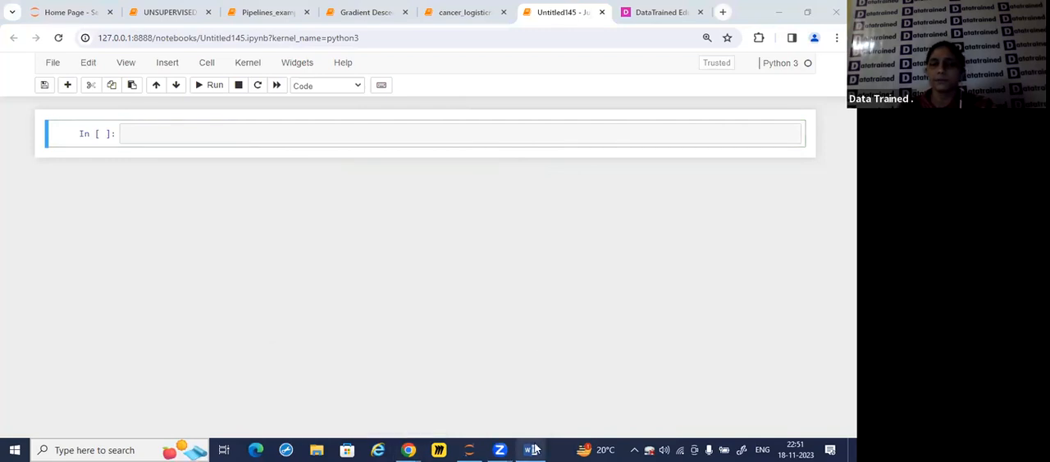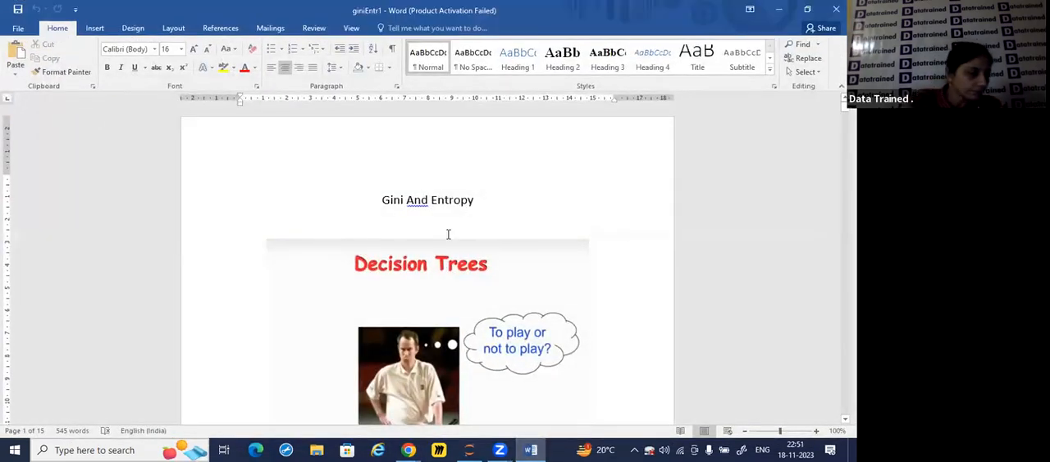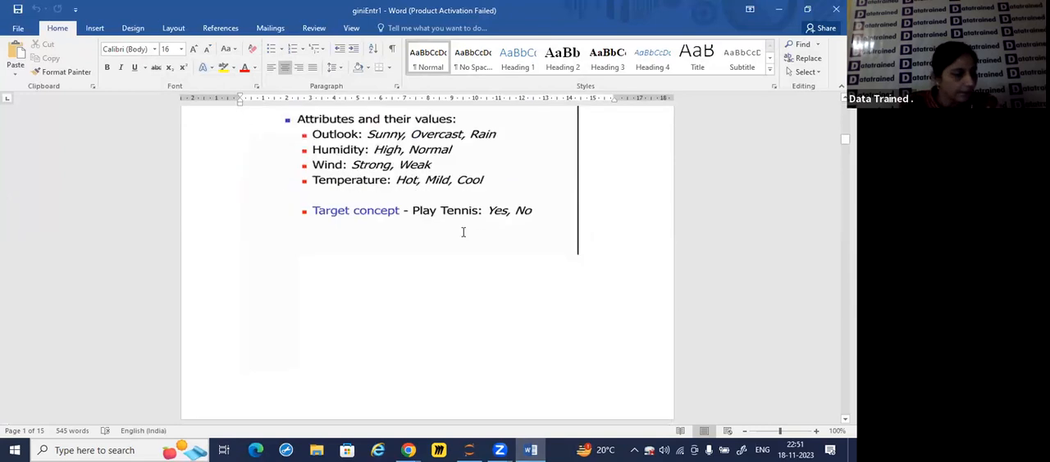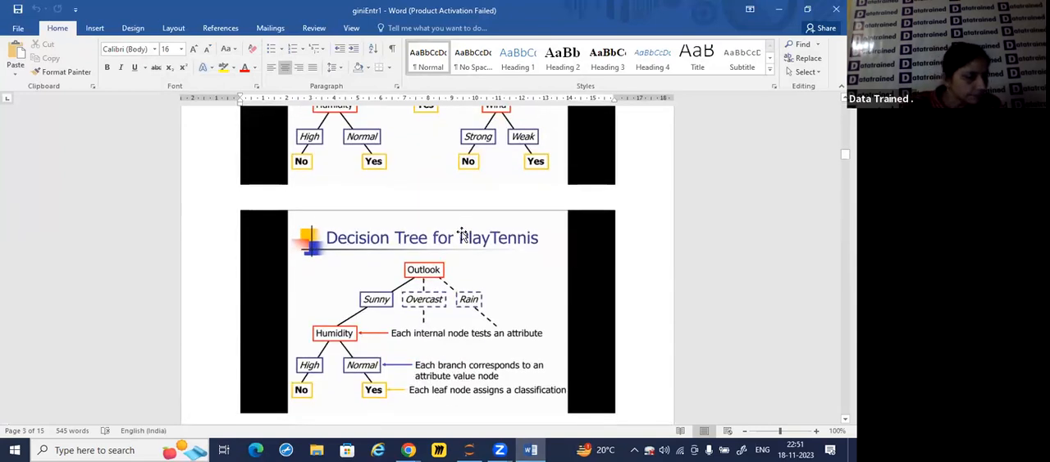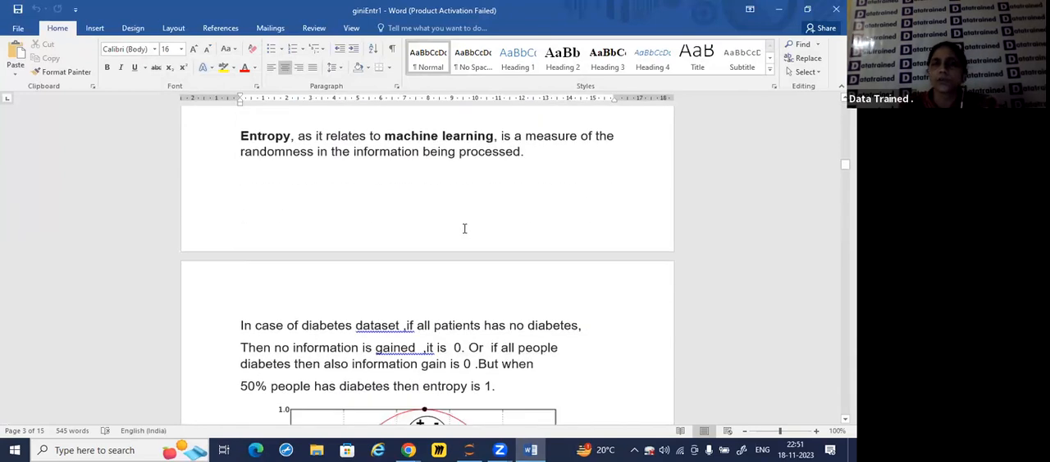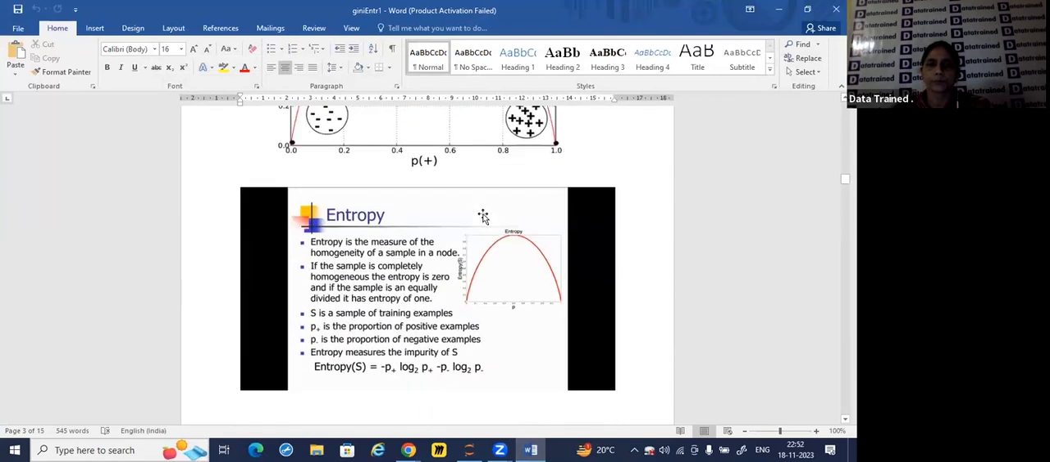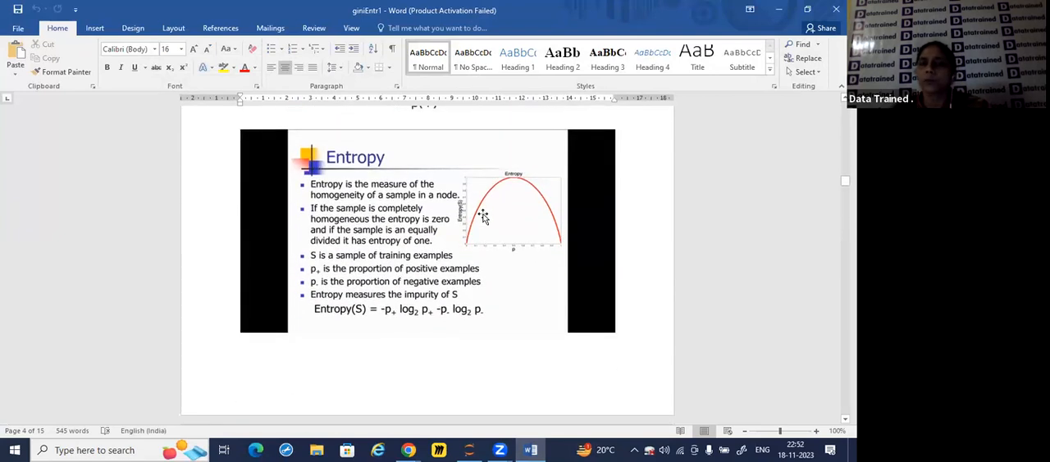So basically, yeah, let's study about the Gini and entropy. So here basically, what is entropy? So you can see here, what is entropy? Entropy is the measure of homogeneity of a sample in a node.